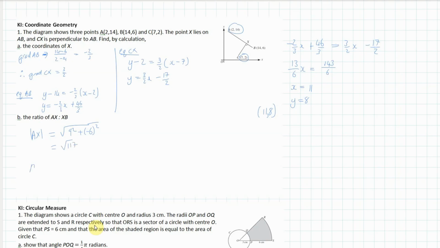And if I do the same with BX and find the length there, I'm going from x 11 to B 14 for our x values, so 11 to 14, which is 3. I'm going to square that. Then look at my y changes. I've gone from 8 to 6, which is going down negative 2. I square that, and altogether there I've got 9 and 4, which is 13, so square root 13. And so the ratio is therefore 117 to 13, which simplifies down to 9 to 1.